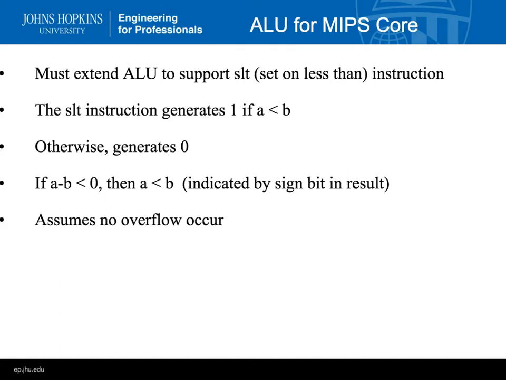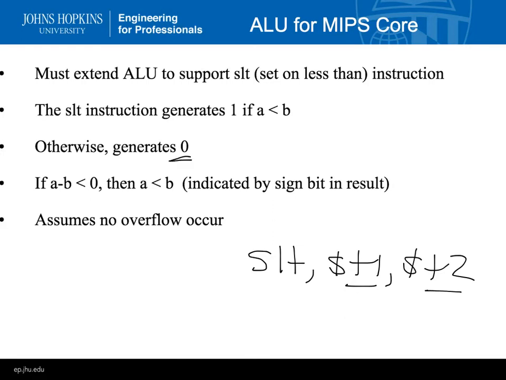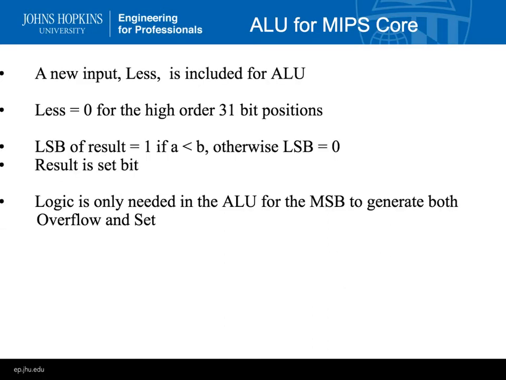So here, set on less than: if A is less than B, so if T1 is less than T2, this will generate a 1. If not, it'll generate a 0. So we need some kind of signal that will tell us if A minus B is less than 0. So that's what that less signal was we saw a few slides ago.